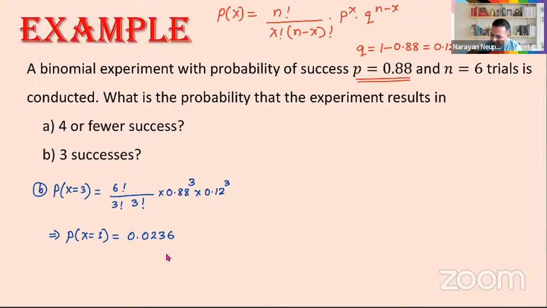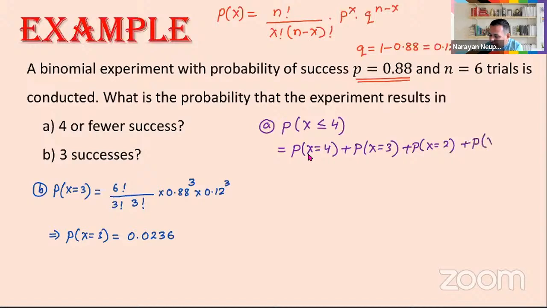So in part A, the question says we have to find the probability of 4 or fewer successes. So the probability that x is less than or equal to 4. That is the meaning. So this equals the probability that x equals 4, plus the probability that x equals 3, plus the probability that x equals 2, plus the probability that x equals 1, and the probability that x equals 0. That is the meaning: 4 successes, 3 successes, 2 successes, 1 success, and no success. So that is what we want to find in part A.